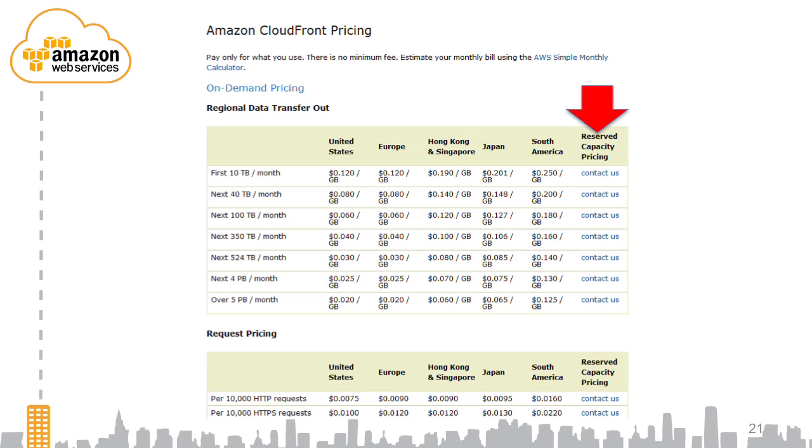The second facet of pricing is requests. And this is relatively simple. For every 10,000 HTTP requests, it's three-quarters of a cent. For every 10,000 HTTPS requests, it's, I think, 1.02 cents. A little hard to see from here. And again, this is different based on the region that you're in.